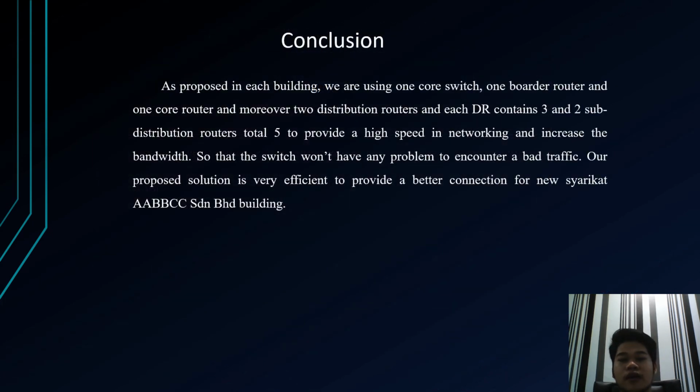So the conclusion is, as proposed in each building, we are using one core switch, one border router, and one core router, and moreover 2 distribution routers, and each DR contains 3 and 2 sub-distribution routers, total 5, to provide high speed in networking and increase the bandwidth, so that the switch won't have any problem encountering bad traffic. Our proposed solution is very efficient to provide a better connection for the new Syarikat AABBCC Sdn Bhd building. Thank you.